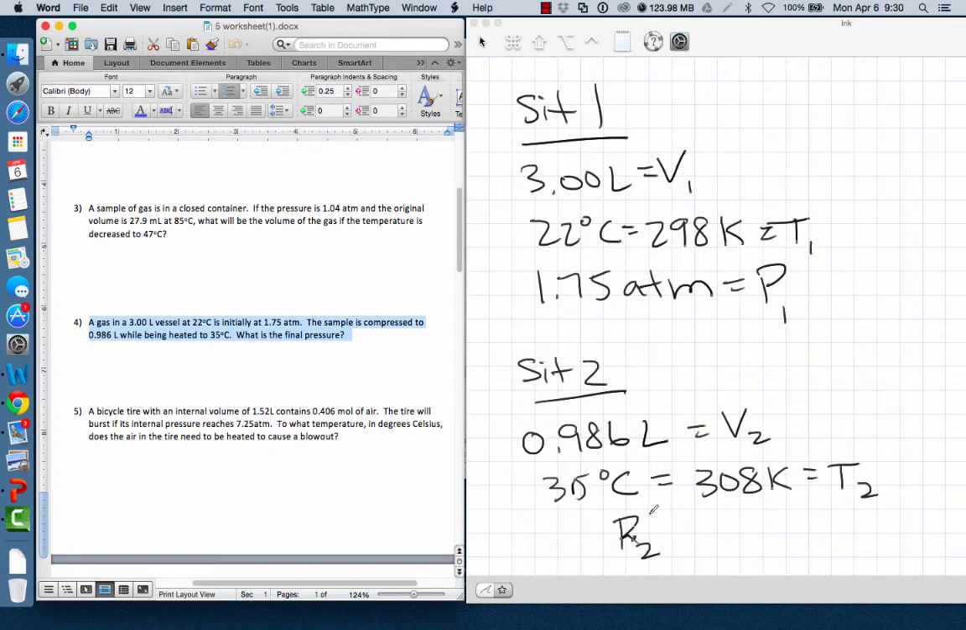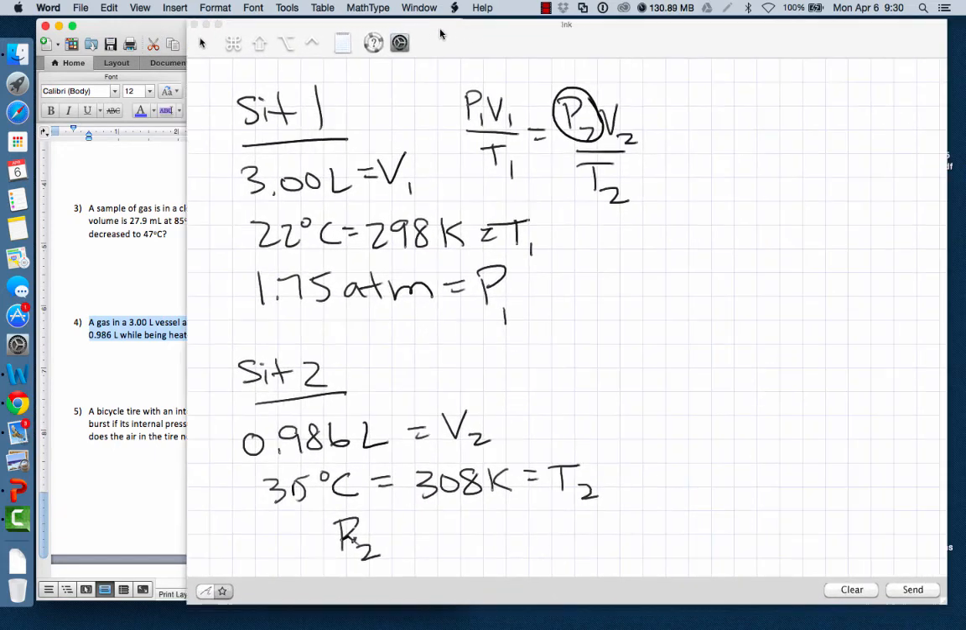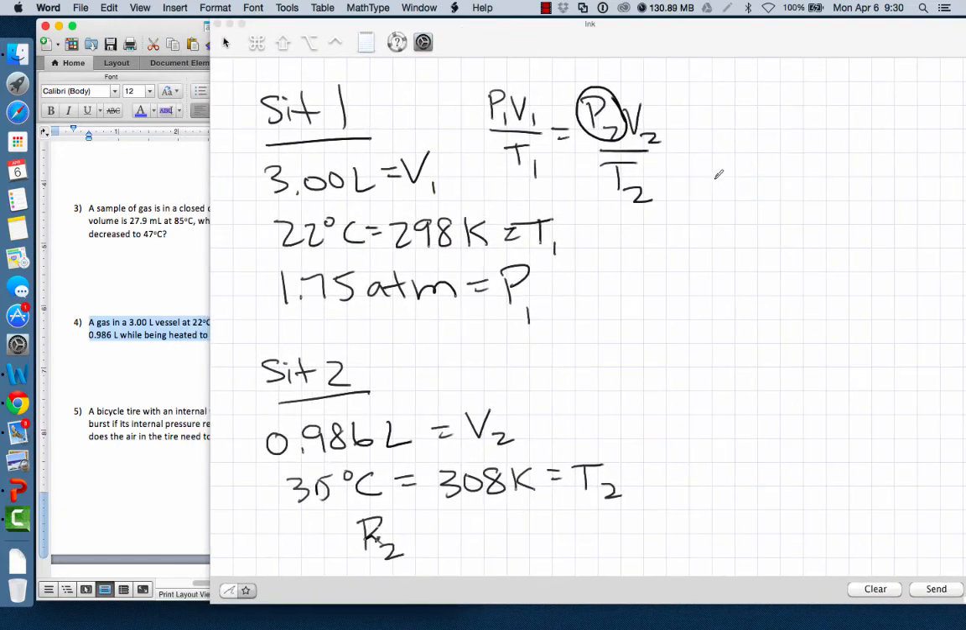Okay. So we need to use our combined law. P1 V1 over T1 equals P2 times V2 over T2. We need to put all of these variables in here and then solve for P2. Okay, so I'm going to clear this screen, if I can figure out how to clear it. I think I have to move it. Oh, there we go. Actually, I don't have to clear it because I can just move it over.